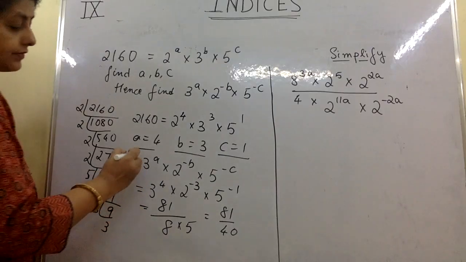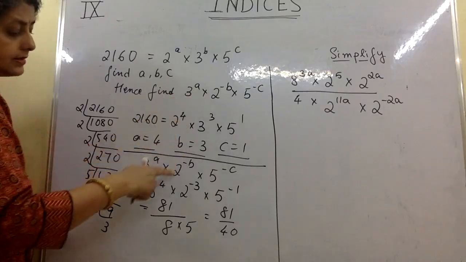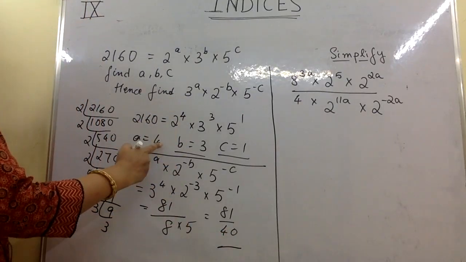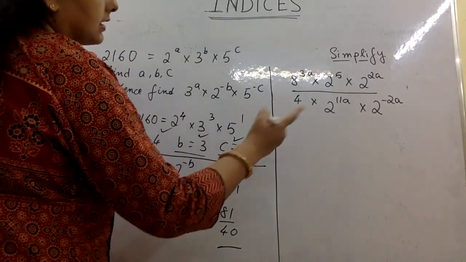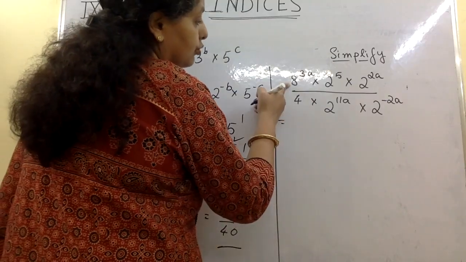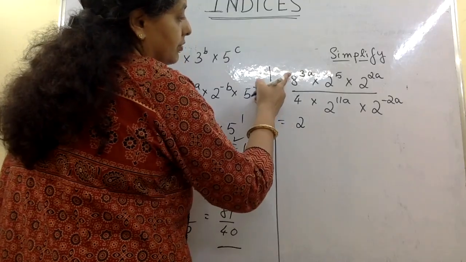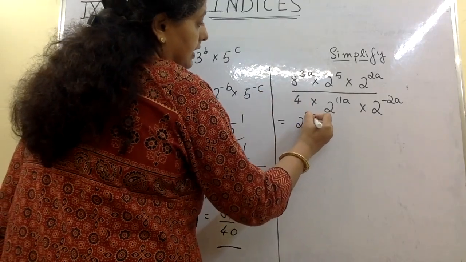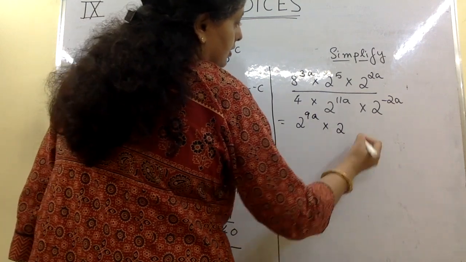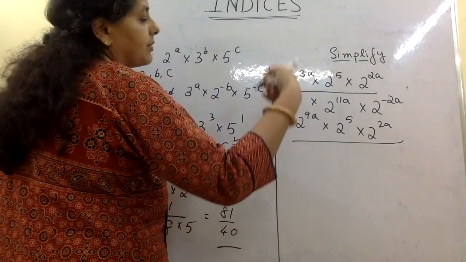So this was my a, b, c, and then I found this extended sum. My final answer is 81 by 40, and these are the values of a, b and c. Let's do this. They have told us to simplify. So here this is 2 cube. If I make it base 2, then it becomes 2 to the power 3 into 9a, into 2 to the power 5 into 2 to the power 2a. Do you see all of them have become base 2?